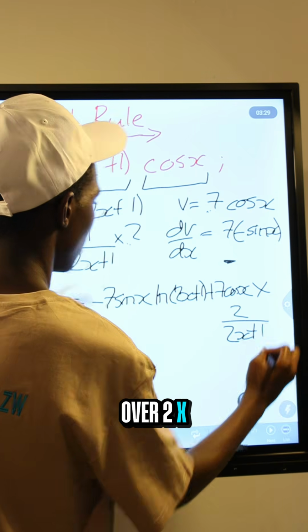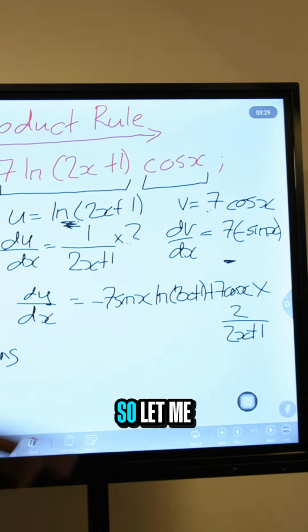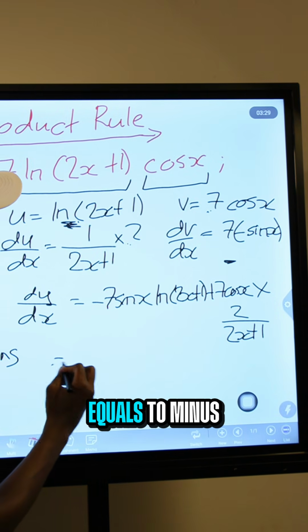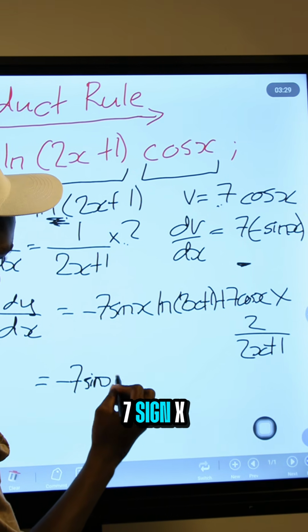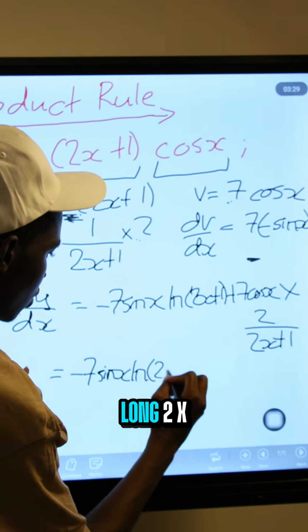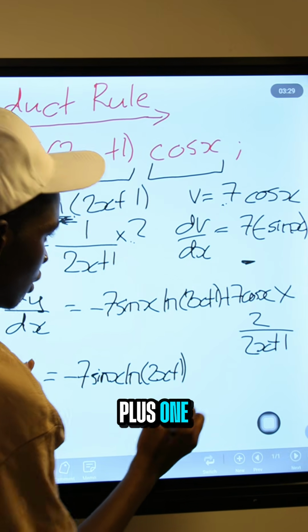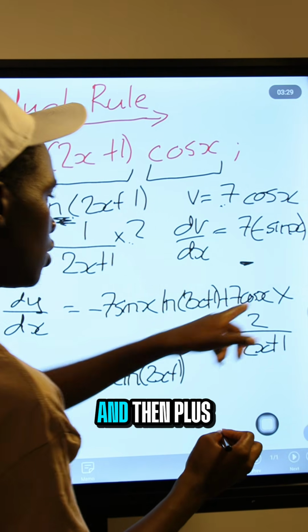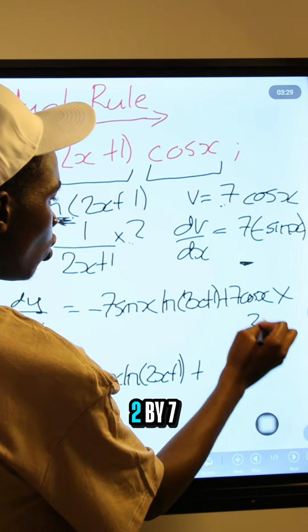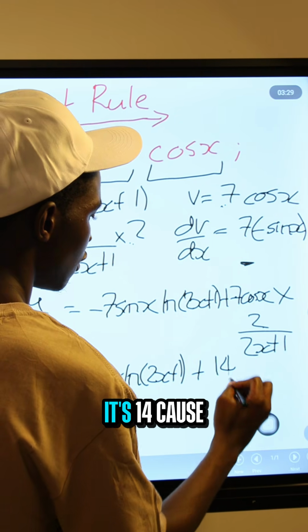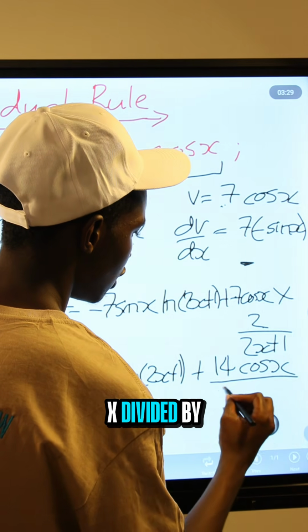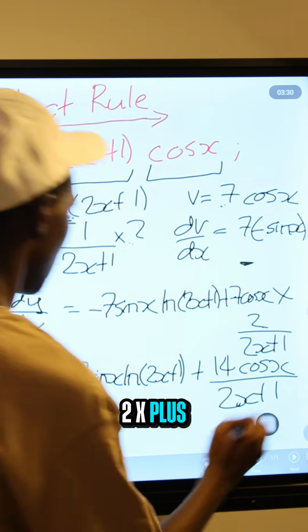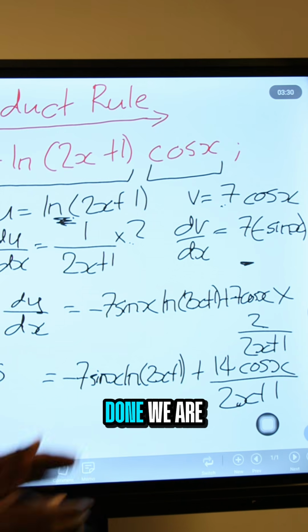So let me write this nicely: equals minus 7 sine x ln 2x plus 1, and then plus 2 times 7, it's 14 cos x divided by 2x plus 1. And this being done, we are also done.